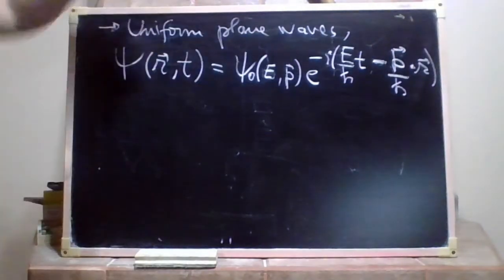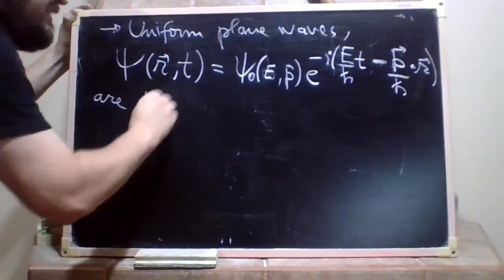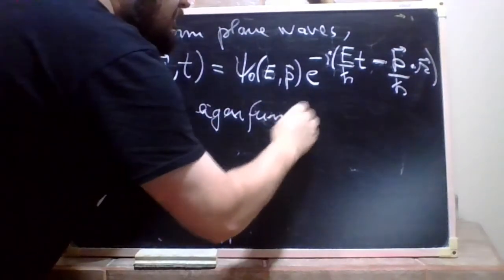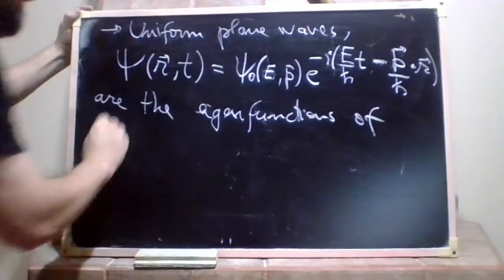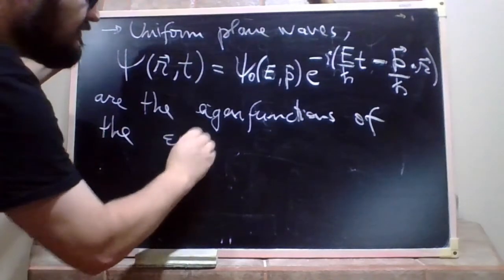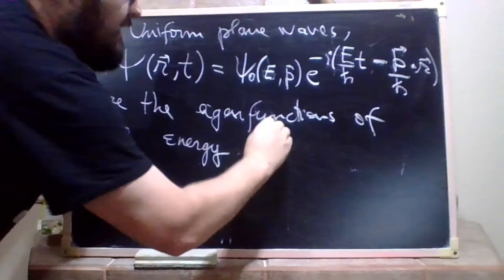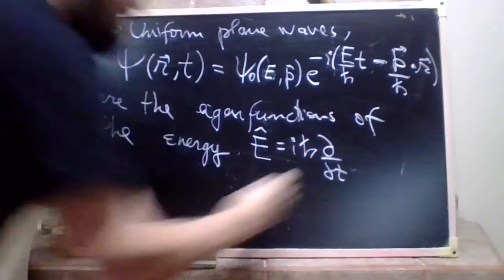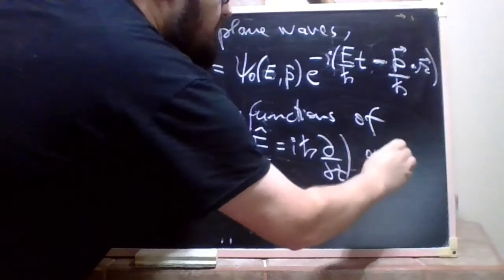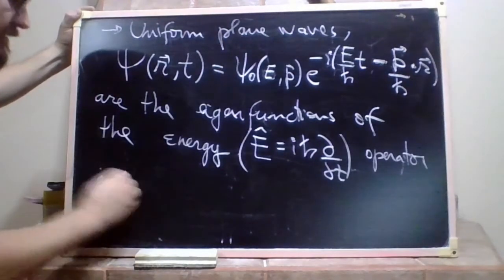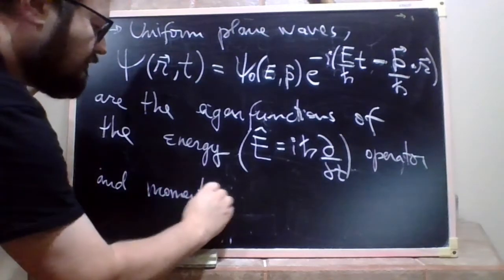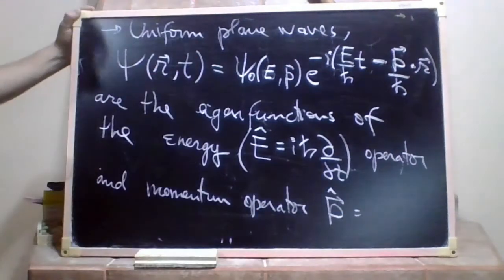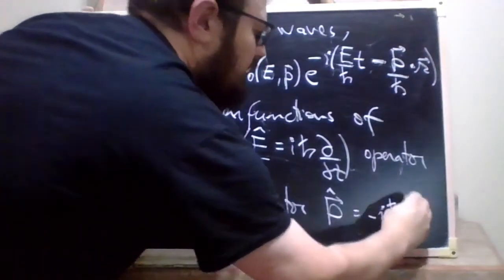This is a plane wave, uniform plane waves. They are eigenfunctions, which means eigenvectors, eigenfunctions of the energy operator, the operator of energy, equal to i h bar time derivative, the energy operator, and of the momentum operator, which corresponds, in quantum mechanics, to minus i h bar nabla.